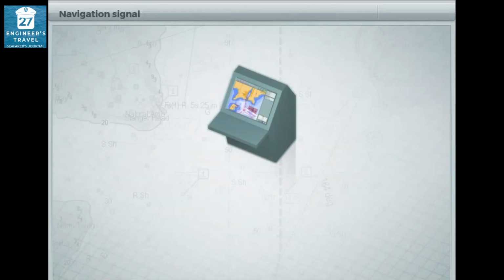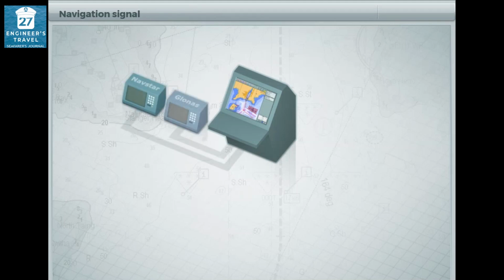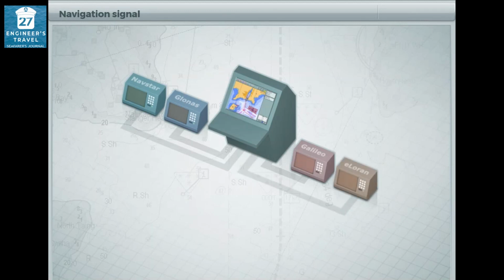One of the most important devices feeding the ECDIS is the navigation signal, that could be from a Navstar GPS, GLONASS, Galileo, or E-LORAN receiver. The navigation signal allows position stability on the chart display and allows ECDIS to track the vessel in real time.